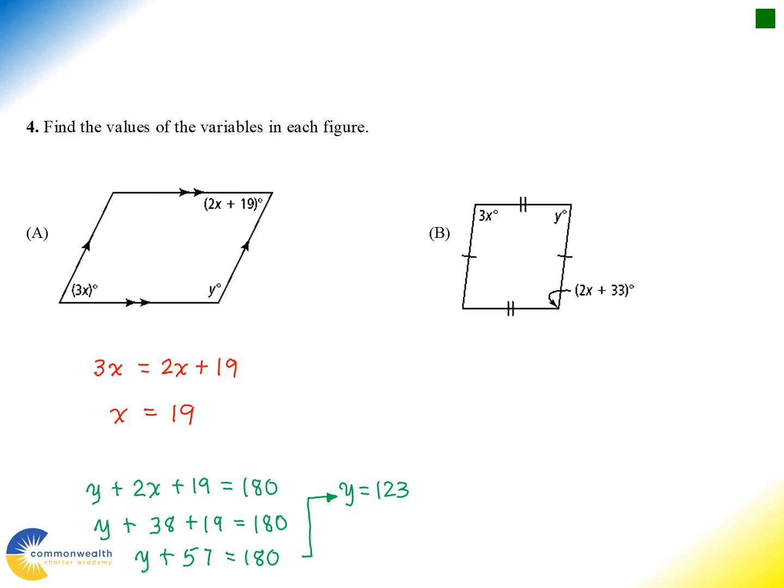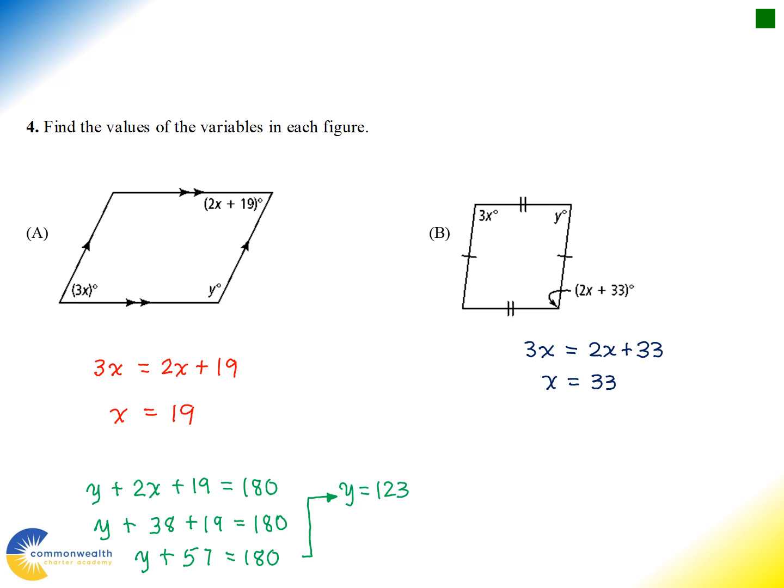I basically just simplify and then solve for y to get 123. And I do something very similar for b because although I'm not told that opposite sides are parallel, opposite sides are congruent, and that is another theorem that tells me this is a parallelogram. And since it's a parallelogram, it's going to have the characteristics of a parallelogram. Again, the characteristic I'm focusing on is that opposite angles are congruent to each other. So 3x and 2x plus 33 should be the same measurement. They should equal each other.